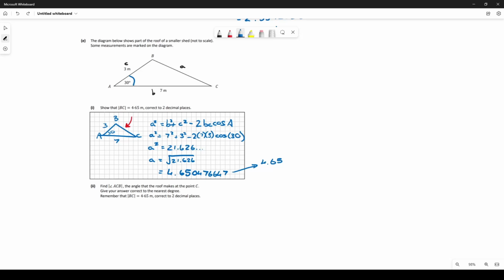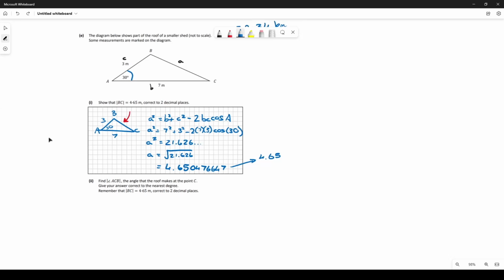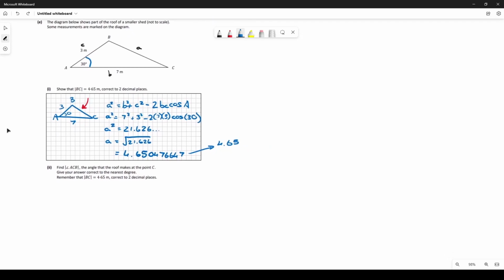And I will do that, I guess. Yeah. I'll do it once with the sine rule and once with the cosine rule. And I'll explain why I know that we're about to do that.